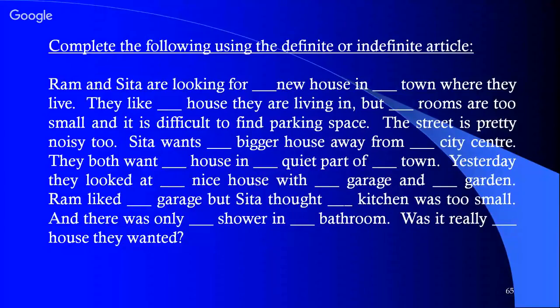Because they are not looking for a particular house. They are only looking for a house in a quiet part. So they want a house in dash quiet part of dash town. Again, quiet part, you can have so many quiet parts. Whereas the center would be only one.